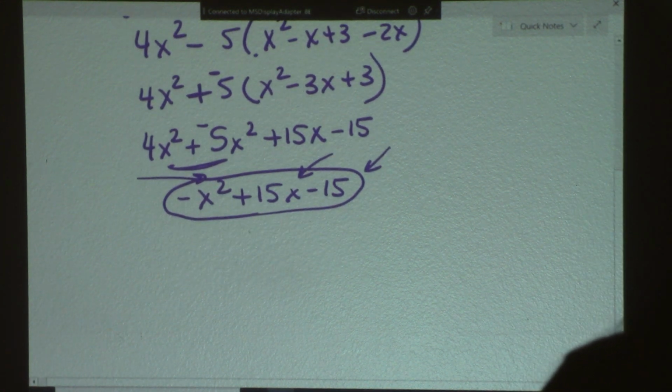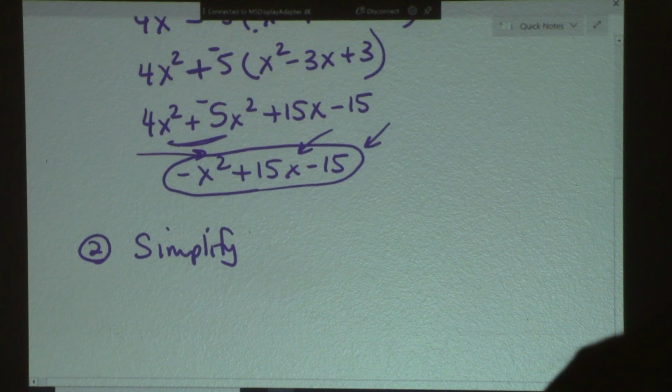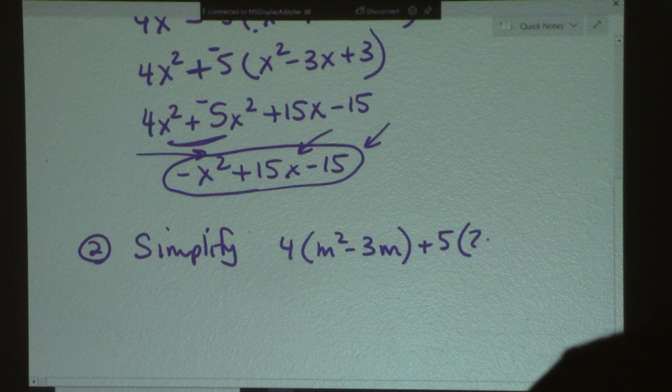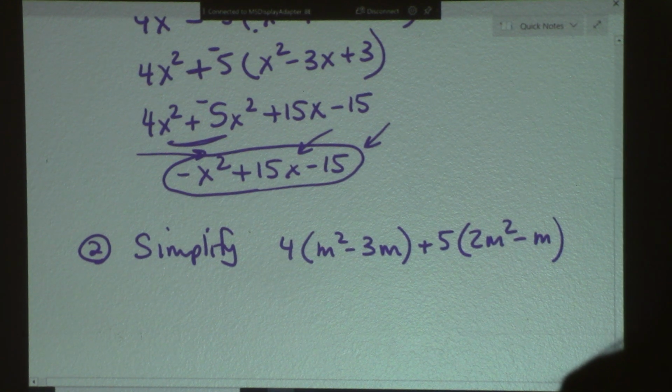Okay, so here's number 2. We are going to simplify. And what have we got? We've got 4 times m squared minus 3m plus 5 times 2m squared minus m. So we're going to use the distributive property and then combine like terms, right? Don't forget your cake. Remember the cake? So I'm going to multiply 4 times both of these. So I get 4m squared, and 4 times negative 3 is negative 12m.